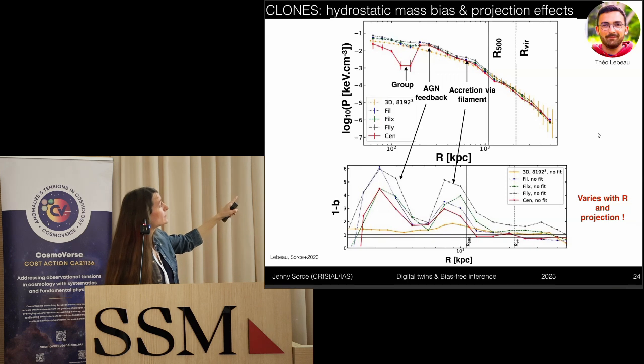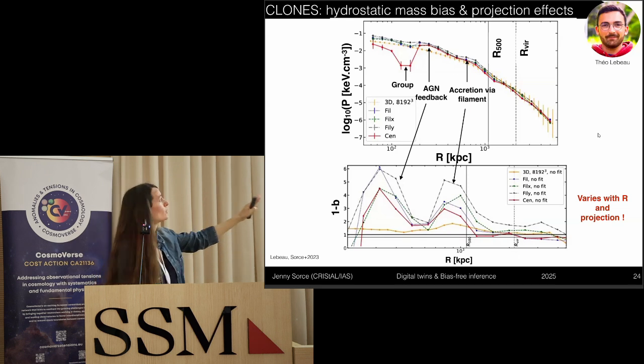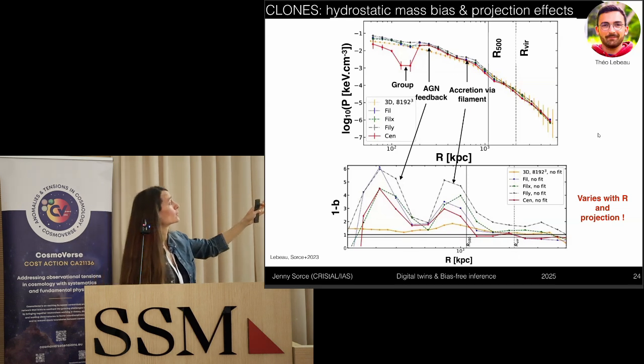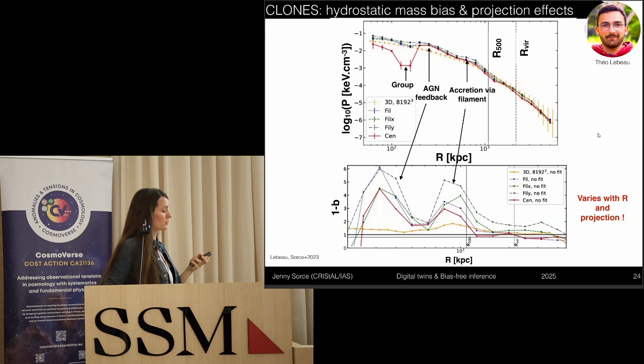So you can see that it depends not only on which direction you're observing your cluster, but also on which distance. If I look at R500 or R200 or R virial, I end up with very different values of 1 minus b, just for one cluster. So imagine when you have all of your clusters and you apply the same 1 minus b value.